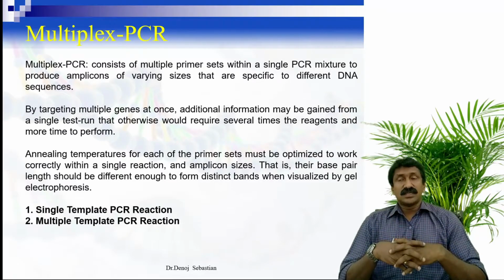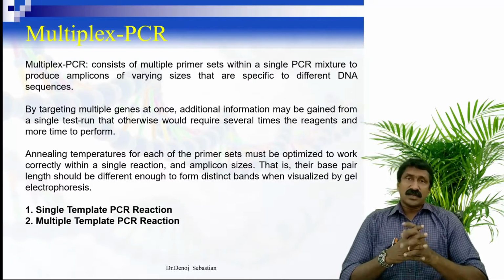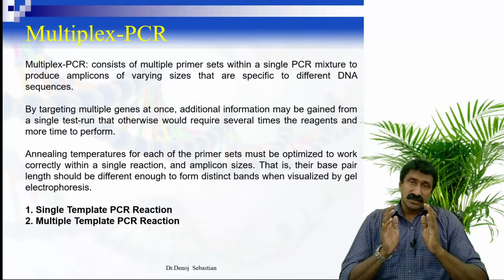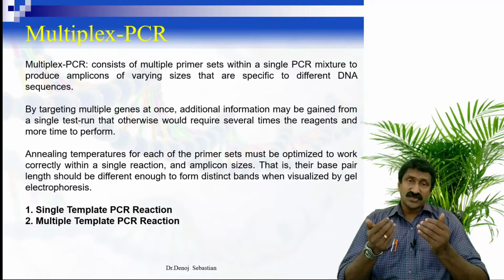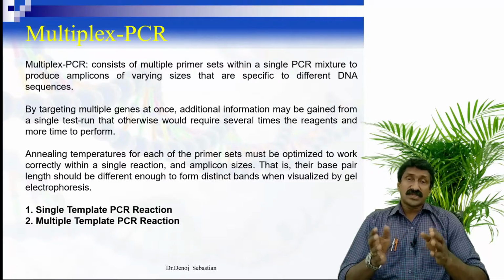So the next variant of the PCR is the multiplex PCR. Multiplex PCR consists of multiple primer sets within a single PCR mixture to produce amplicons of varying sizes that are specific to different DNA sequences.